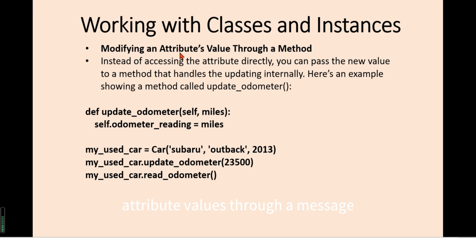And we can also modify an attribute value through a method. So instead of accessing the attribute directly, you can pass a new value to a method that handles the update internally. Here is an example showing a method called update odometer. So we write a new function into class car called update odometer, and there are two parameters. First, self is always needed because you want the car to be able to use this function, so you have to add self in it.